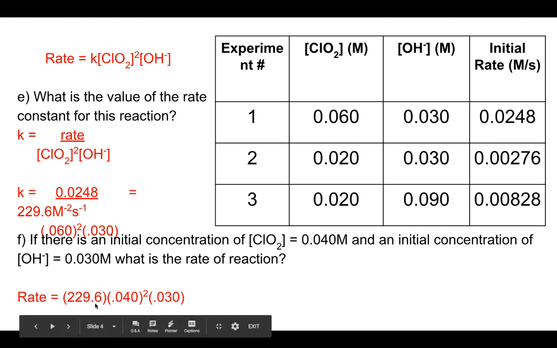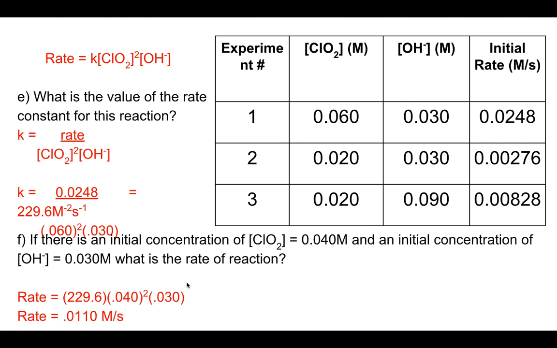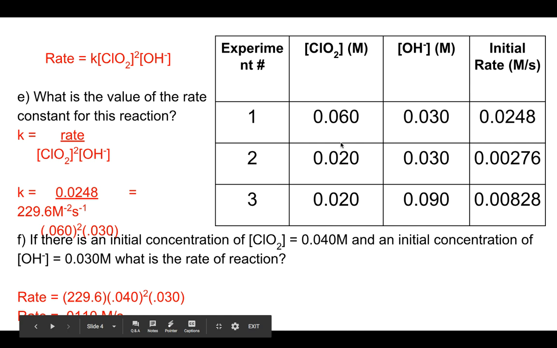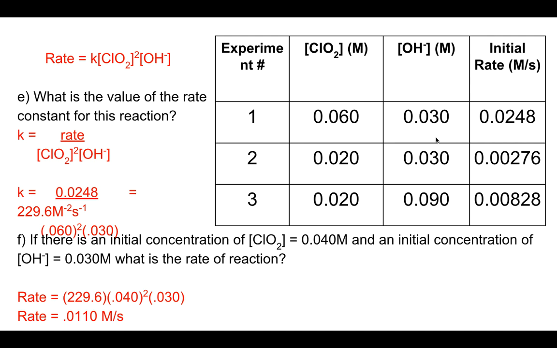And so we want to just plug those values in. So here's our k value, concentration of our ClO2 squared, and then concentration of our 0.030 molar solution. And our rate is 0.0110 molar per second. Now we want to make sure that makes sense. So the 0.04 would be in between here, and then 0.03 would be the same as this. And so we can see that if we were to double here, this is about a quadruple for our reaction. So that makes sense.